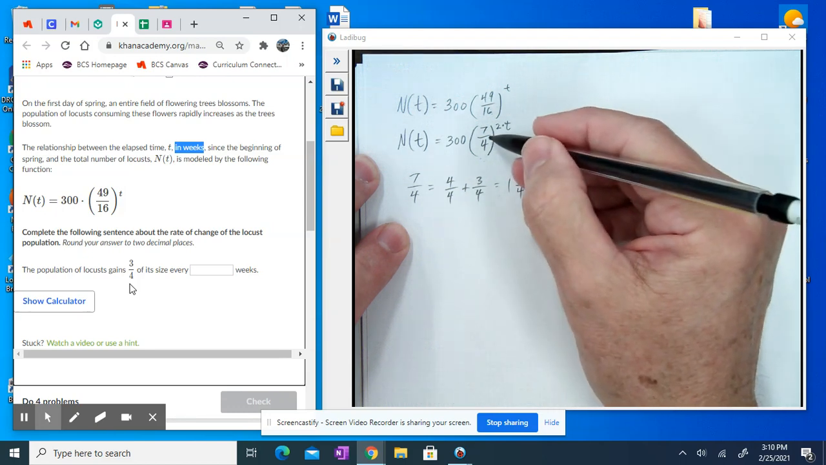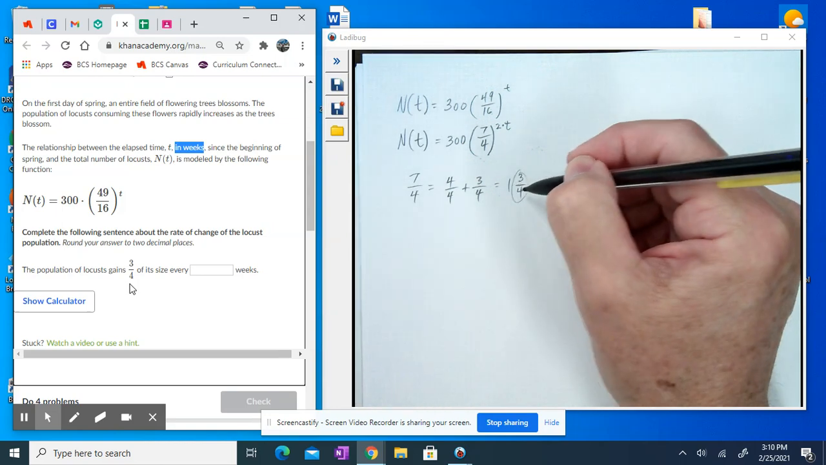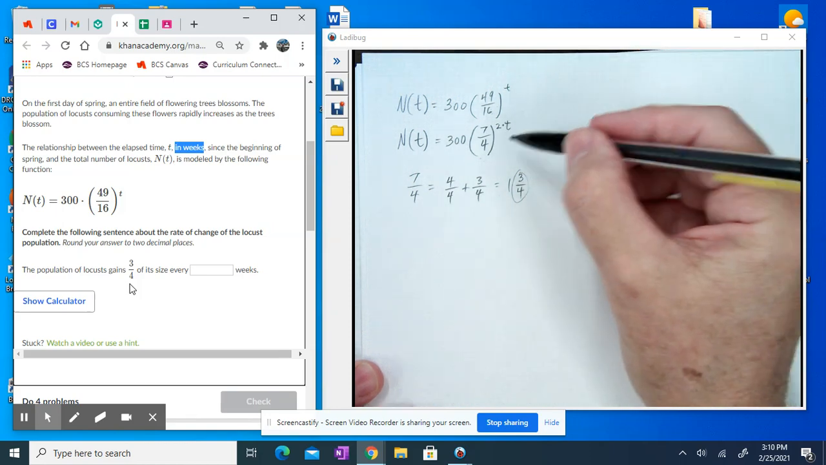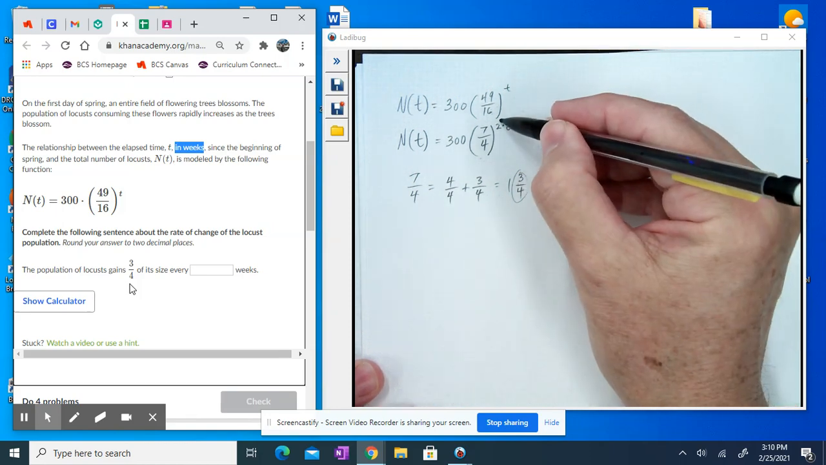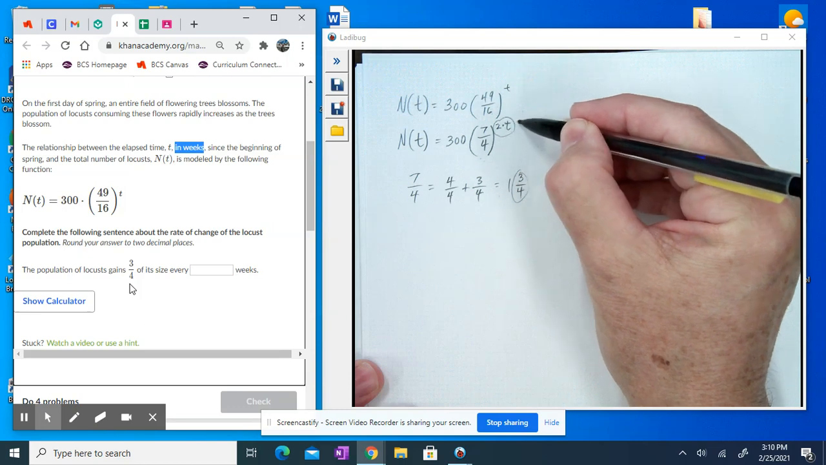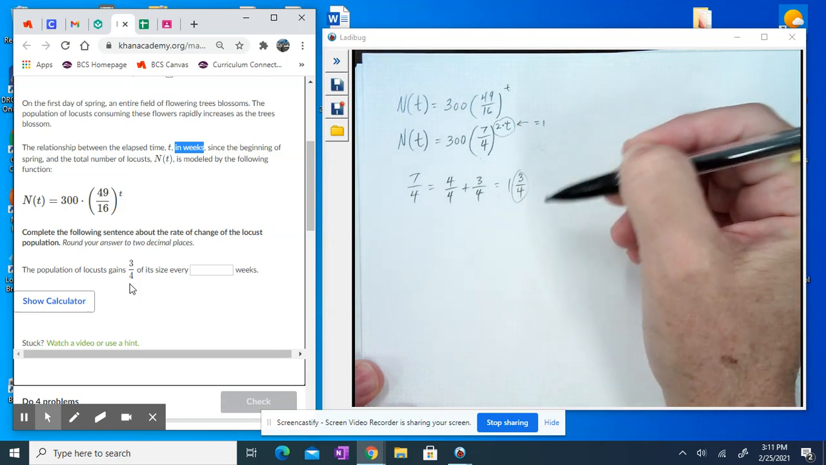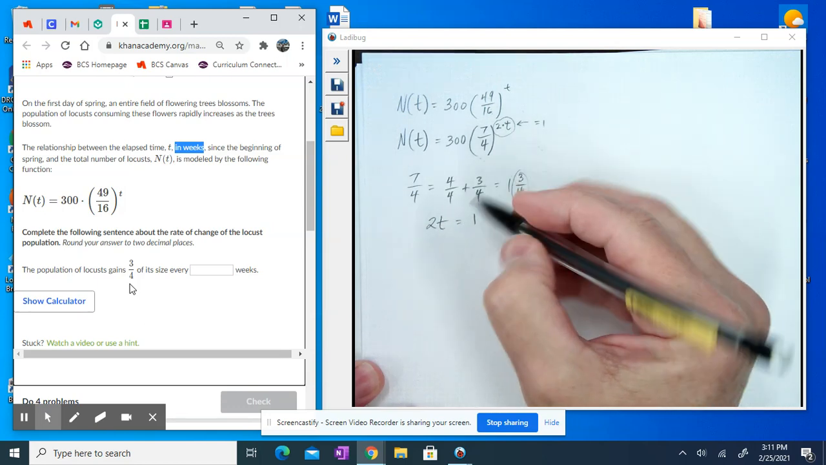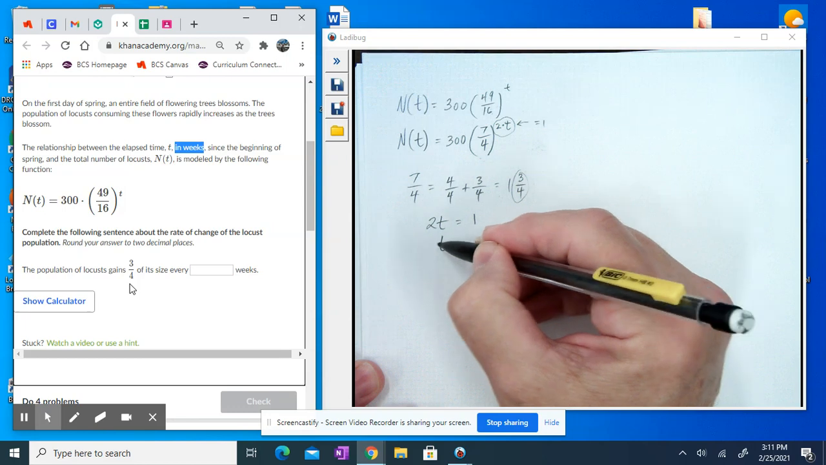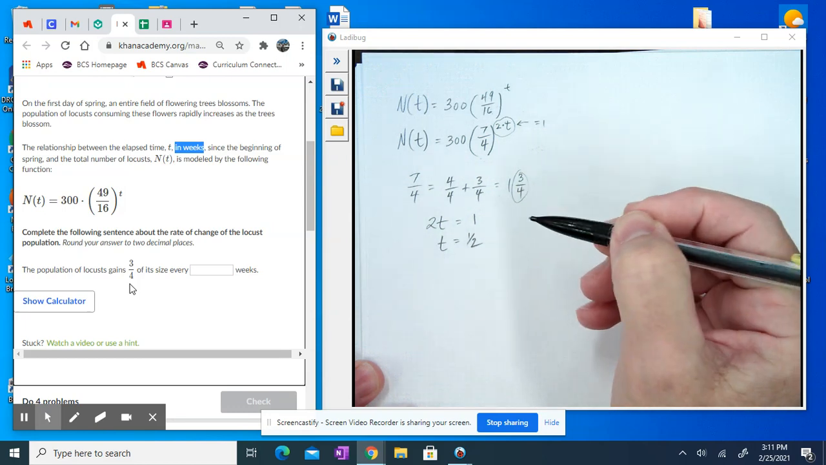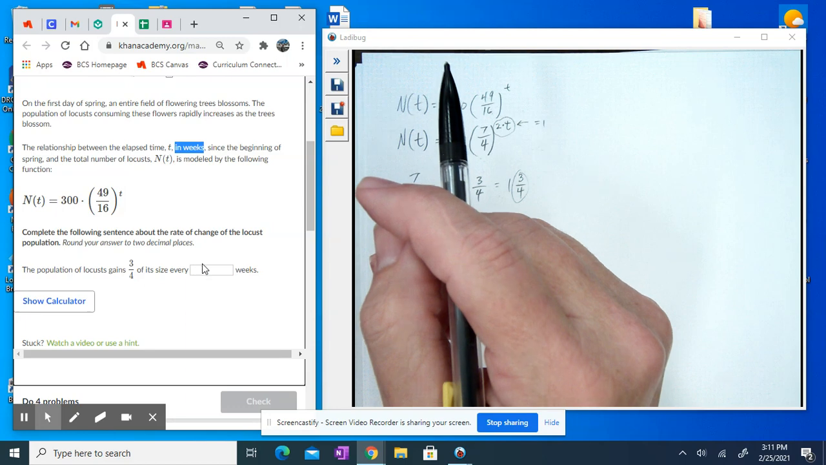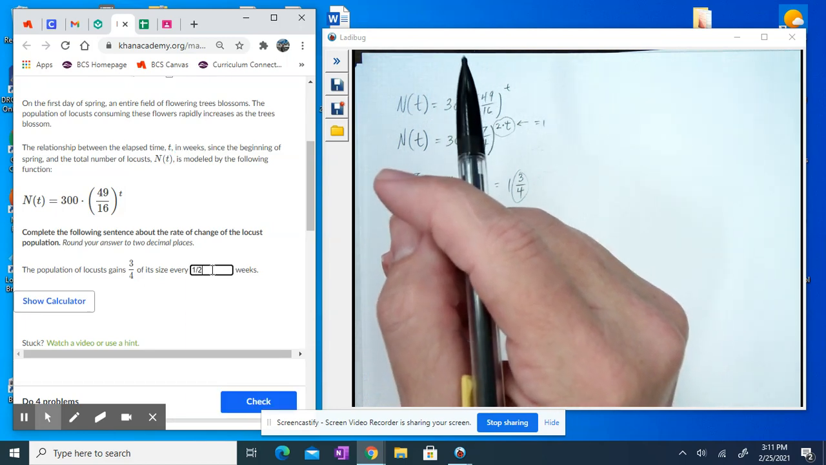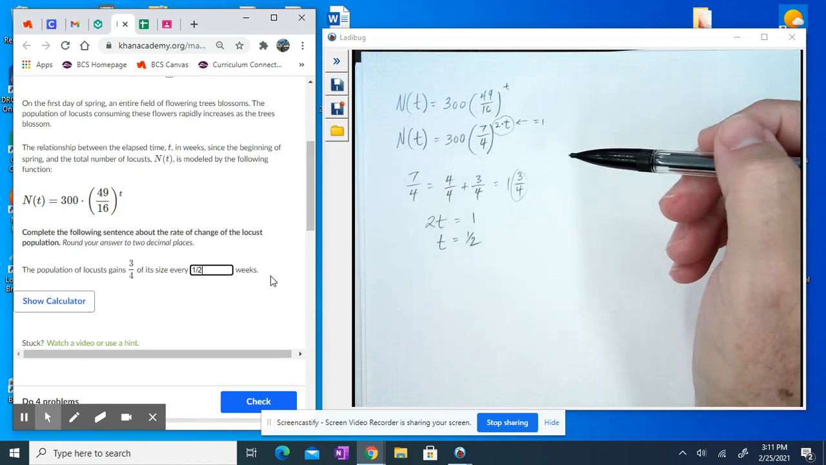So this is a growth rate of 3/4. It's adding like 75% every cycle. It's adding 75% when this comes out to equal 1, right? So in other words, we need 2t to equal 1. So if we want 2t to equal 1, t is going to have to be a half, right? So every half of a week, it increases by 3/4.